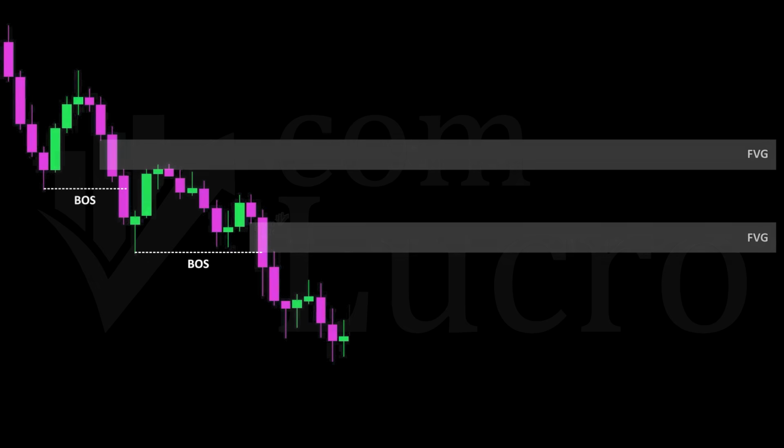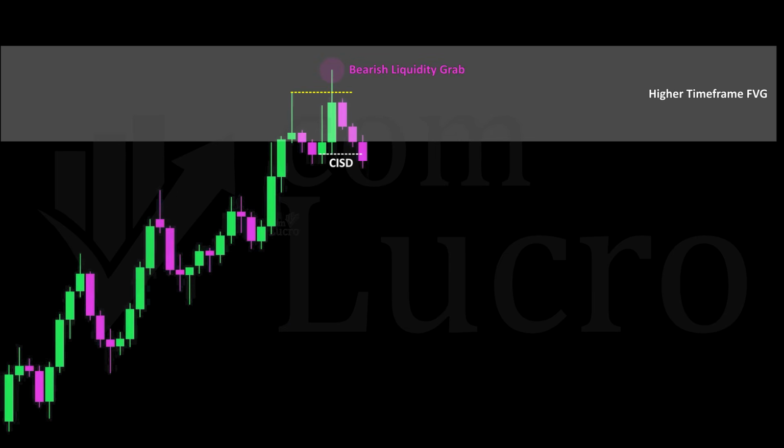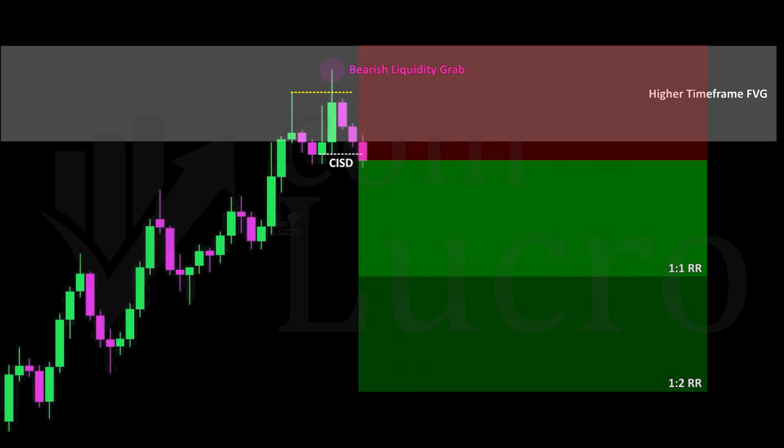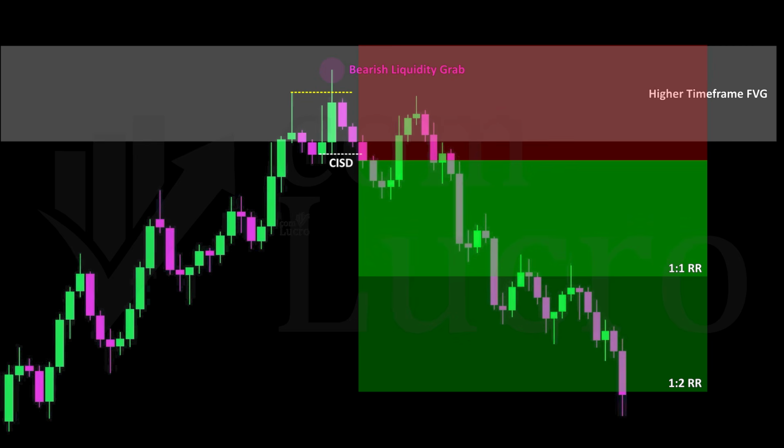Then, manually outline the fair value gaps as potential supply zones. When price retraces into one of these areas, move to the lower time frame and look for a bearish liquidity grab just above a recent swing high. Enter the trade once confirmation appears. Set your stop loss above the liquidity grab and aim for the next major support level below.